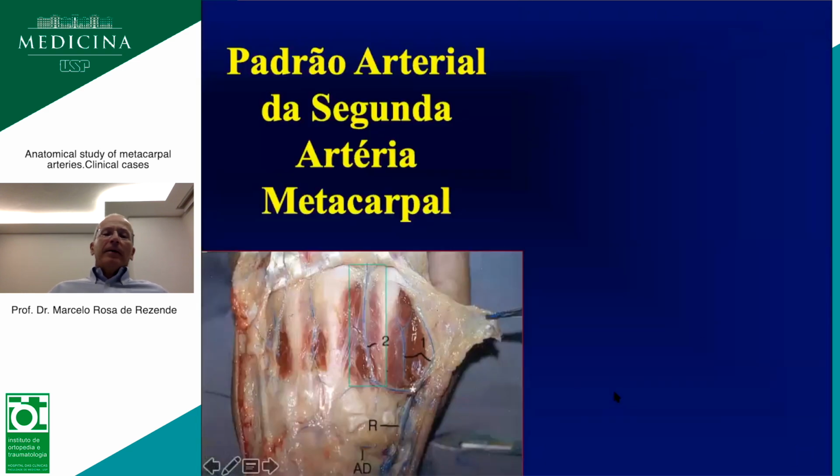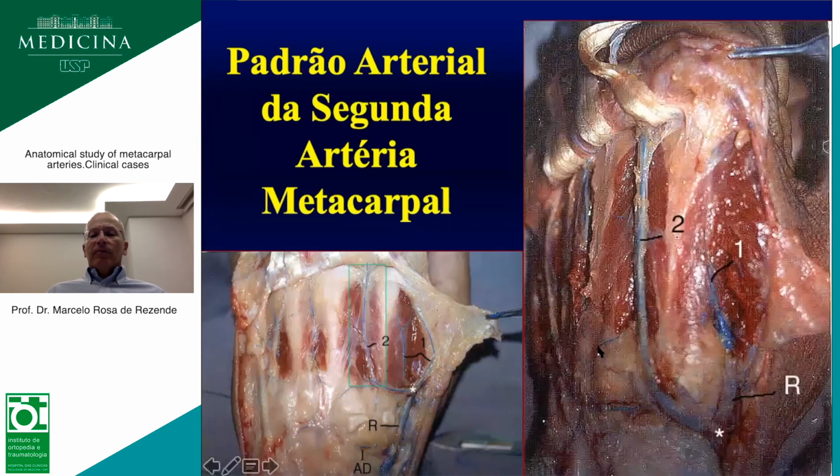Here we have the arterial pattern of the second metacarpal artery. Usually it comes from the dorsal arc, like in this case. But we found a different situation, where the second metacarpal, like in this case, came straight from the radial artery. It is an exception, but it could happen in this way. And from this second metacarpal comes the dorsal arc that is going to form the third and the fourth metacarpal artery.